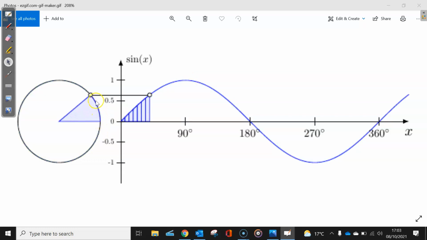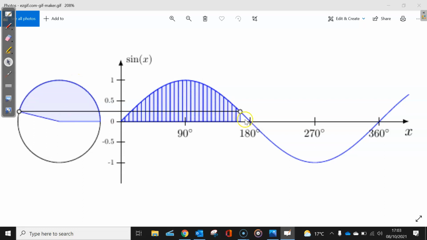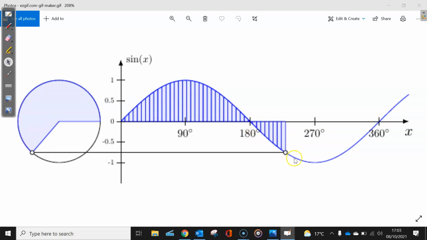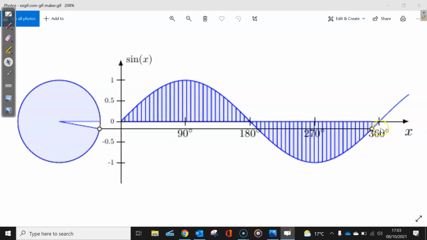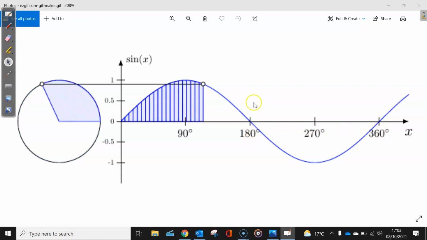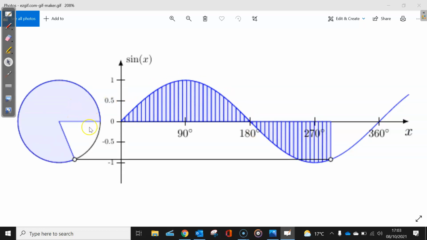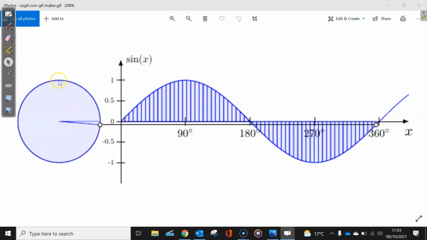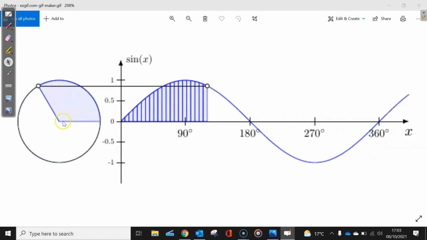So here it's going from 0 up to a height of 1, back down to 0 at 180 degrees, to -1 at 270 degrees, and then back to 0 again at 360. And it just keeps repeating that every 360 degrees. The cosine graph would be traced out in a similar way, except instead of looking at the vertical height of the point, it would be looking at its horizontal distance from the center of the circle.